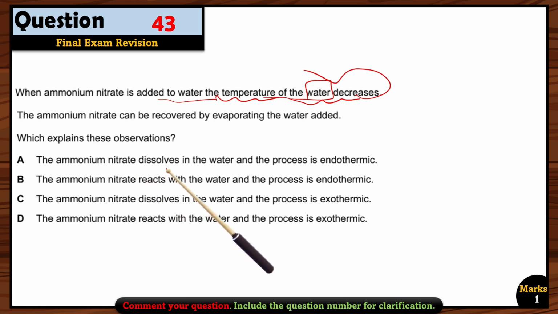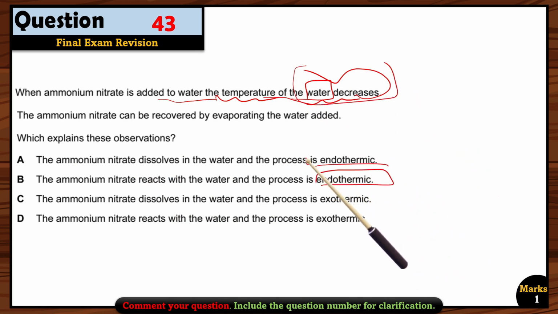First, the ammonium nitrate dissolves in the water. But first of all, let's see the temperature of the water decrease. So it means it's an endothermic reaction. So these two options are right. The process is endothermic. Now let's see another piece of information.